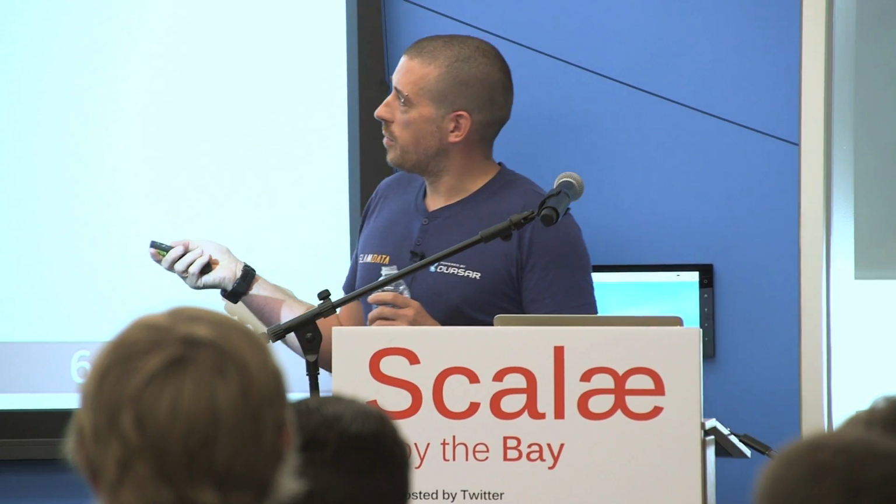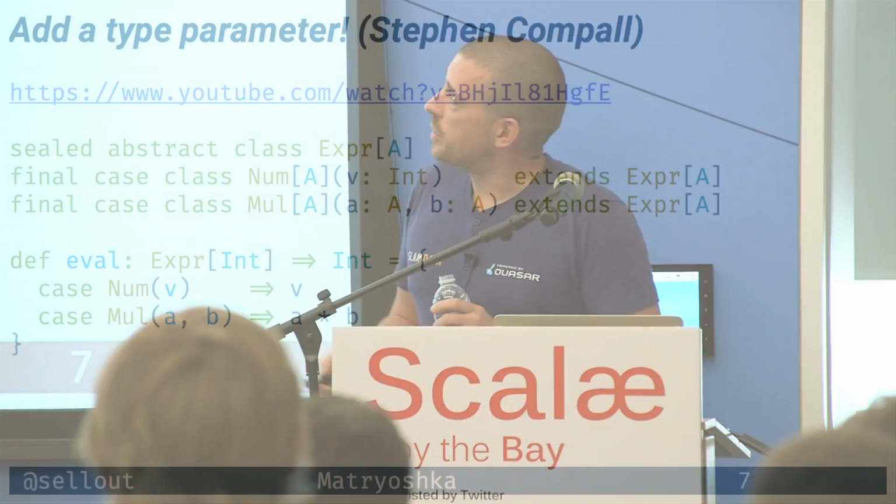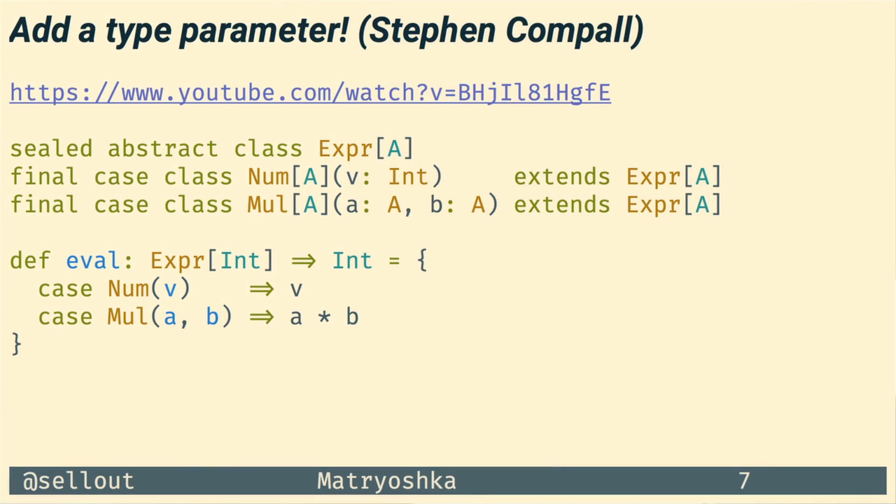From here, what I mentioned is what we want to do is separate recursion from our code, so we don't have to think about recursion in the things we do. There's a great talk by Stephen Compall called "Add a Type Parameter," and that's what we're going to do here. So we add a type parameter.